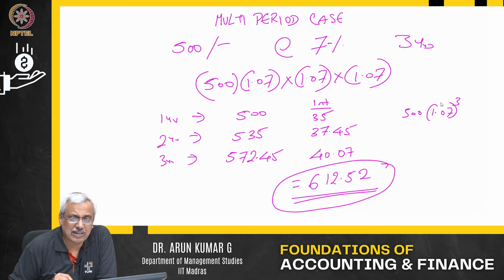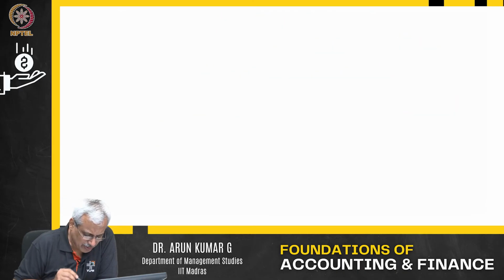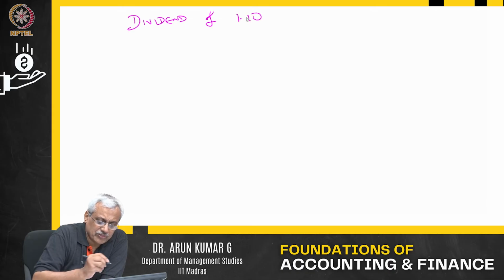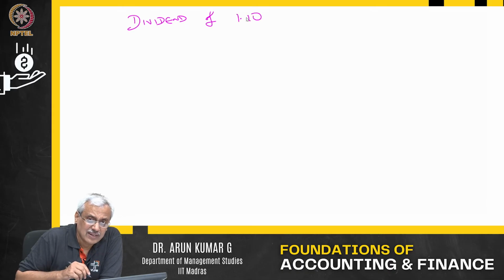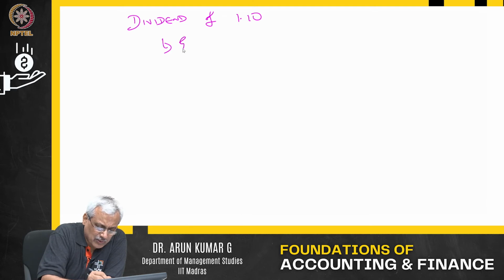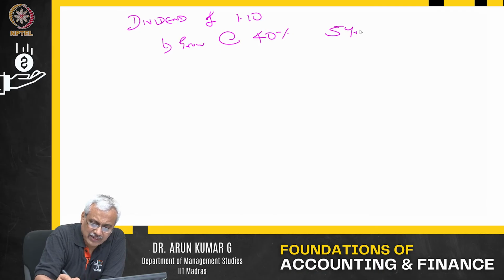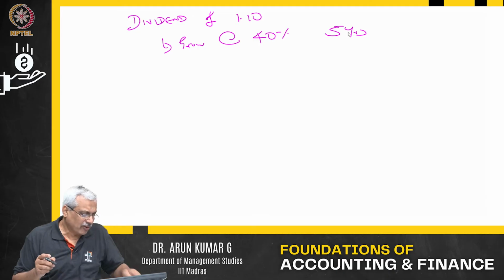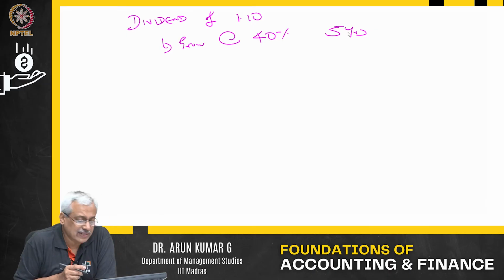Now I can twist this example a little more. How do I twist this example a little more? Imagine a company is giving you a consistent dividend of 1.10 every year, and this dividend is expected to grow at the rate of 40% over the next 5 years.